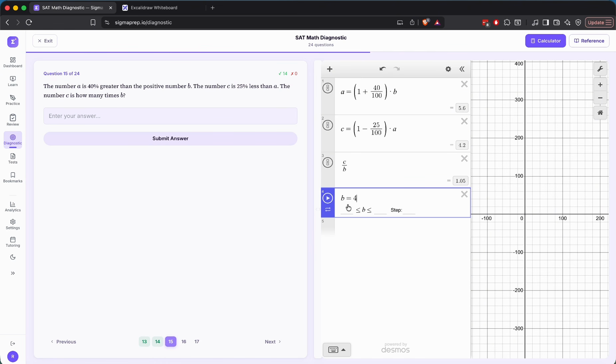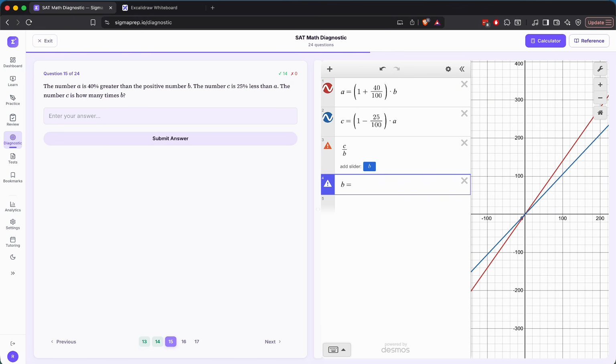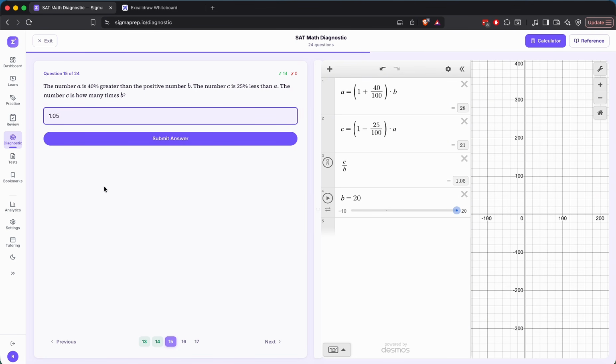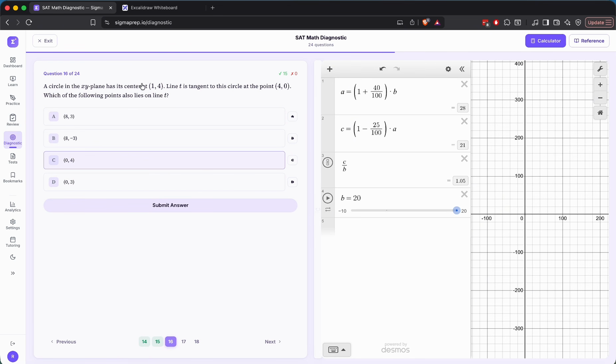It's 1.05 times that. You see, I can change B to be some other number, 40. The answer's still going to be the same, even though these change. Can change it to be something else. I don't know if it'll matter. I don't think it could be negative, but any positive number, you'll get the same answer every time, right? So 1.05 here. So there we go. Okay.